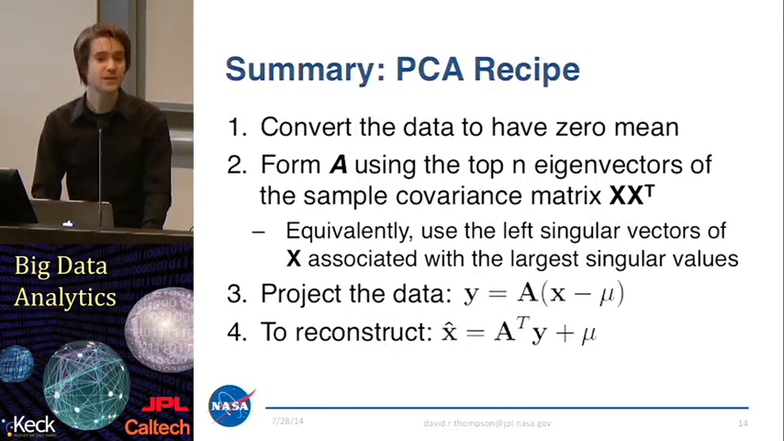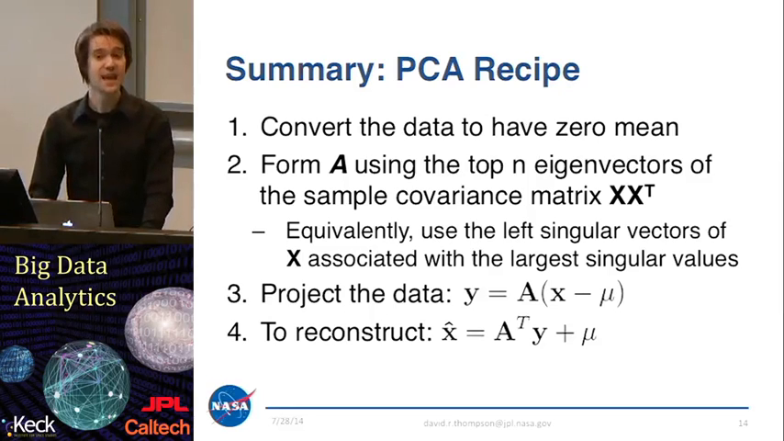So in summary, what's the PCA recipe? You convert the data to have zero mean, that is, you subtract off the mean of the data set, and then you form the sample covariance matrix, and you form your projection matrix, which in this case is A, using the top n eigenvectors of the sample covariance matrix. Or equivalently, and I'll get into this at greater length later, there's a similar formulation that uses the singular value decomposition of the matrix X.